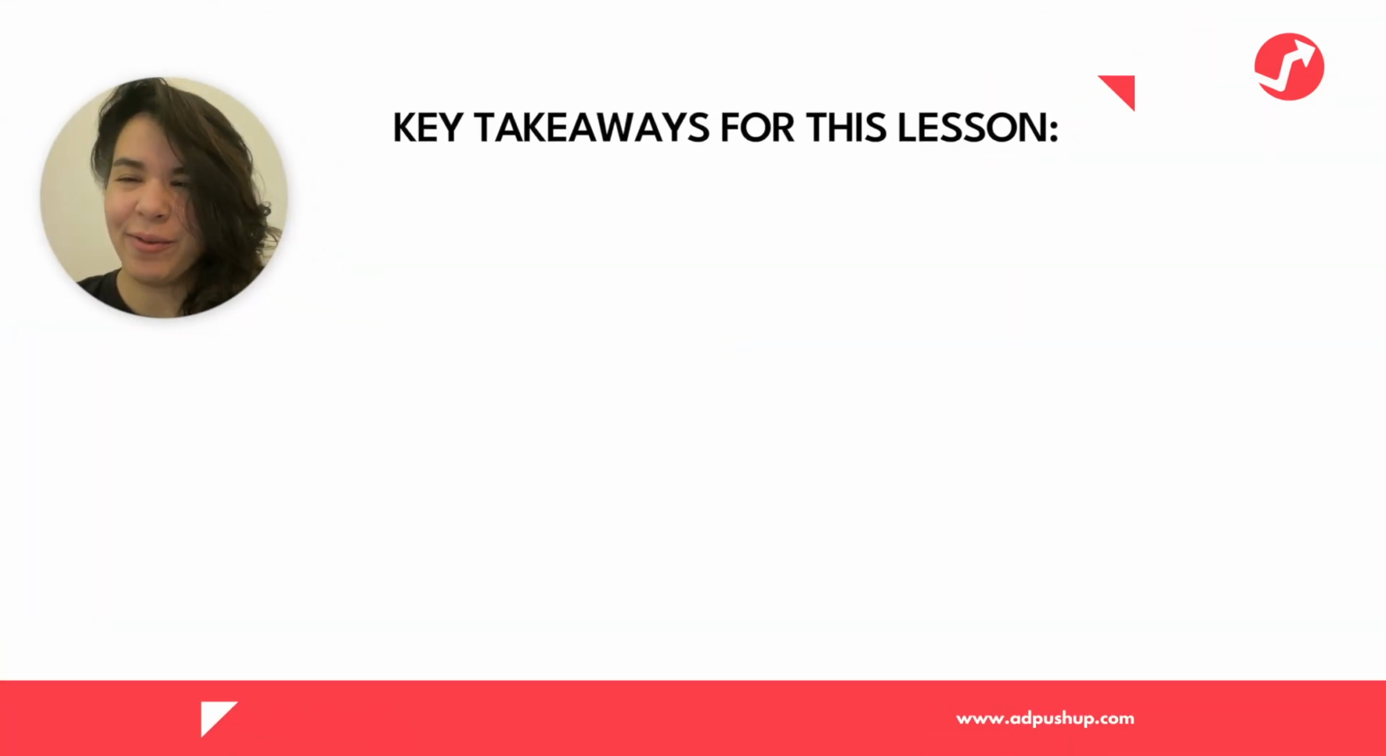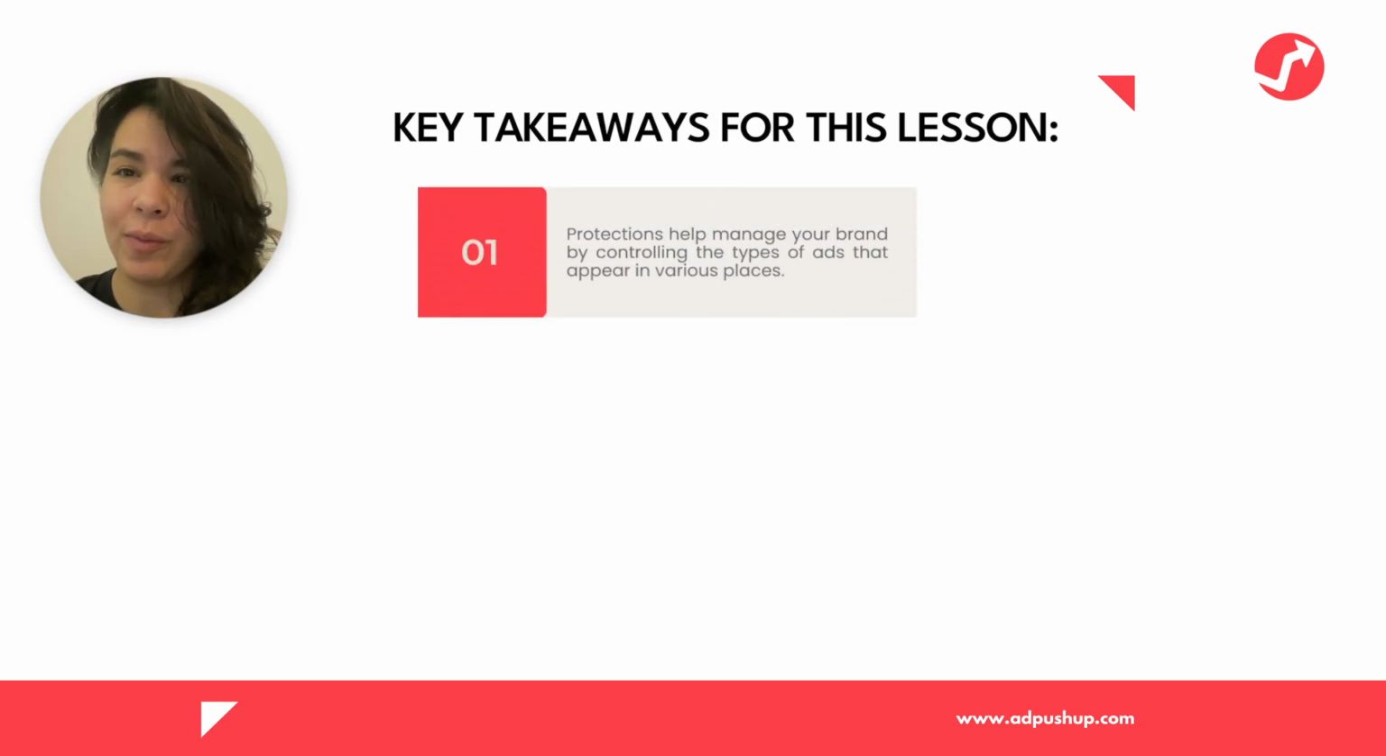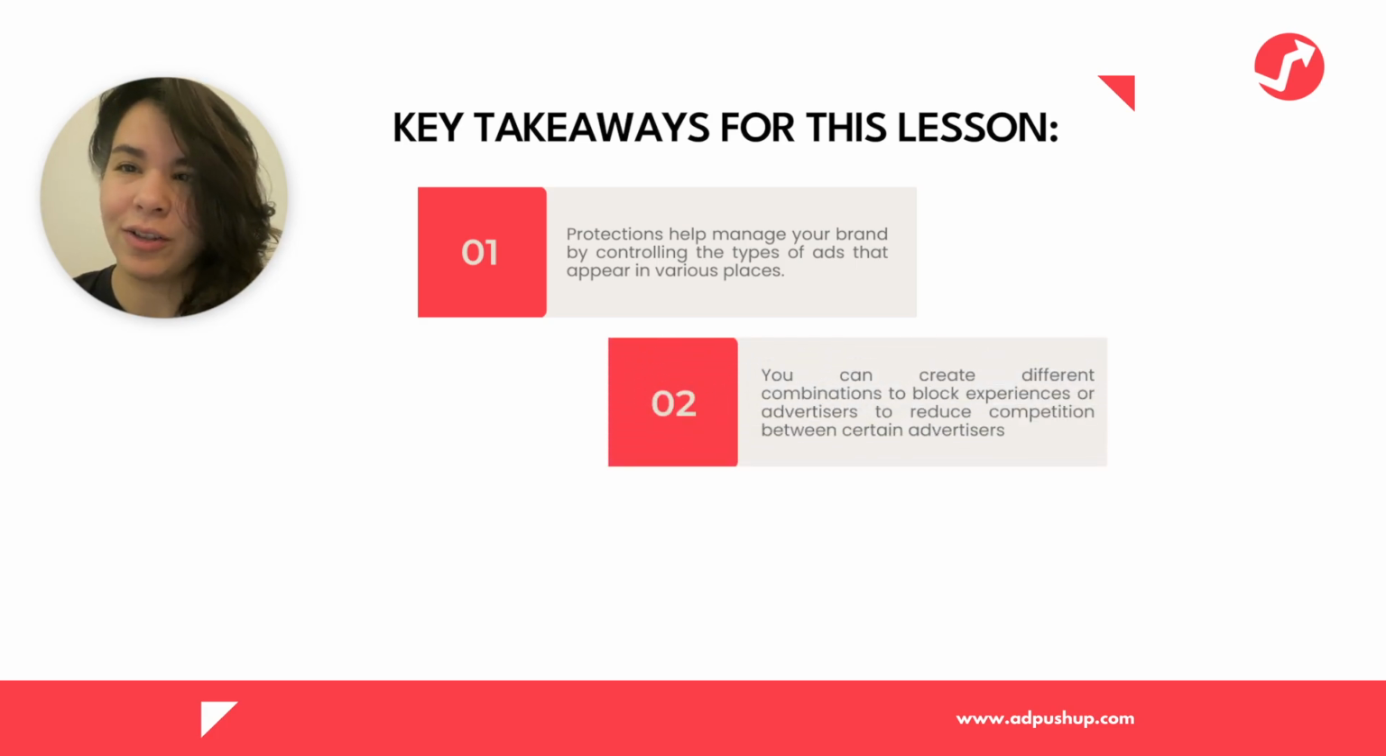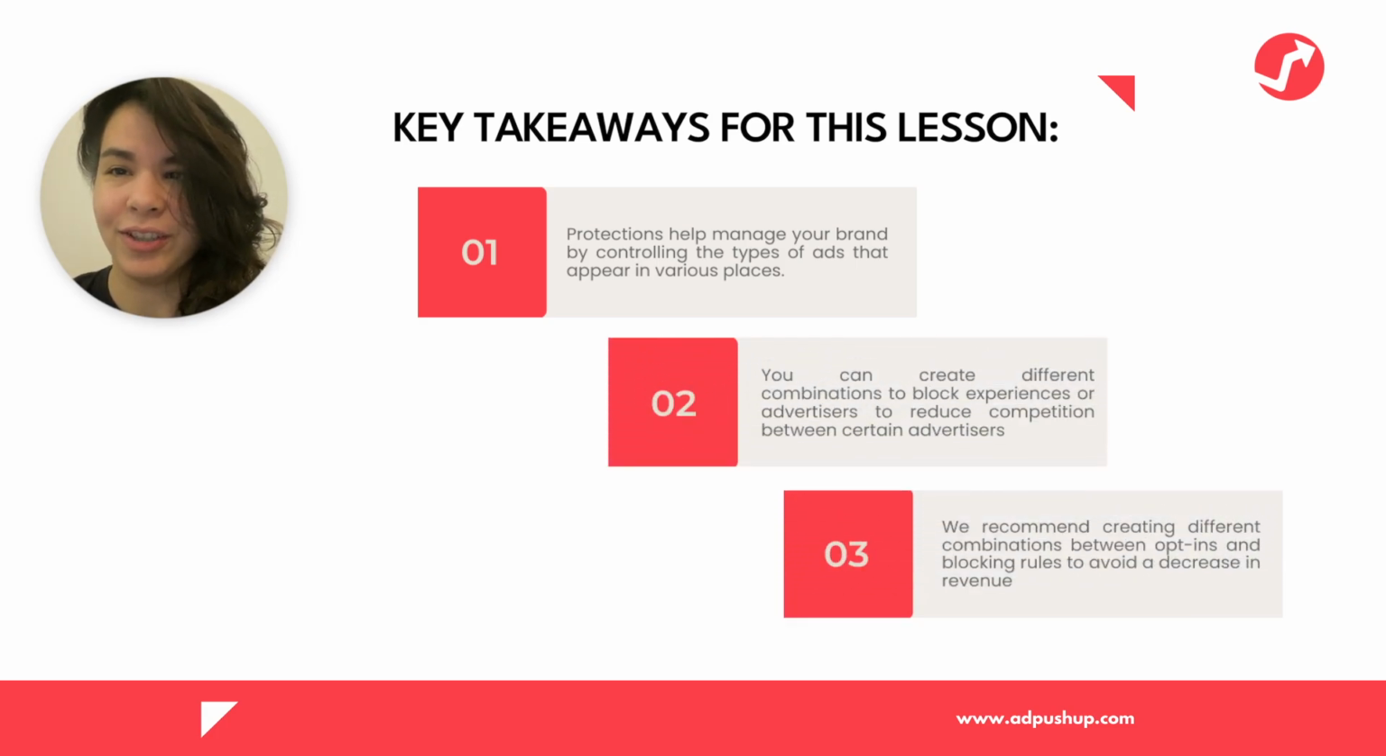We've reached the end of our lesson, and today we learned about different protections that we can use in GAM for ad content, inventory exclusion, and competition. We learned that with blocking rules, we can help our brand and protect it, control which advertisers are going to appear, and even reduce competition for our customers.